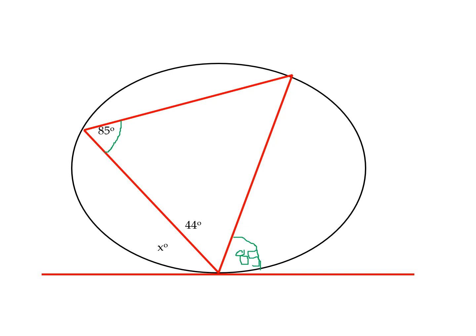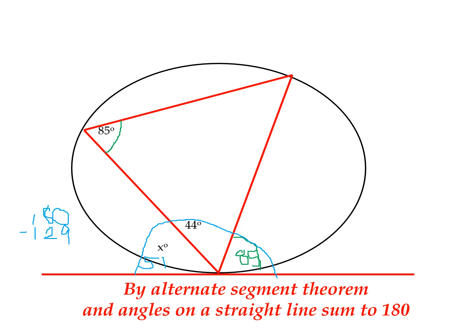But I also know that this is a straight line, so should add up to 180. So 44 plus 85 is 129. So I'm going to do 180 subtract 129, which gives me 51. Because alternate segment theorem and the straight line one.